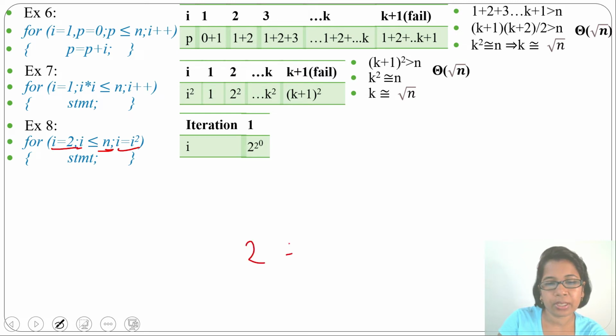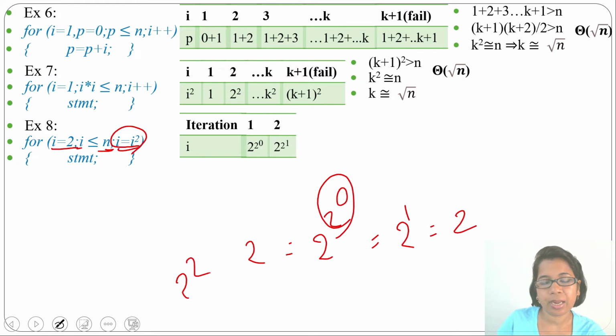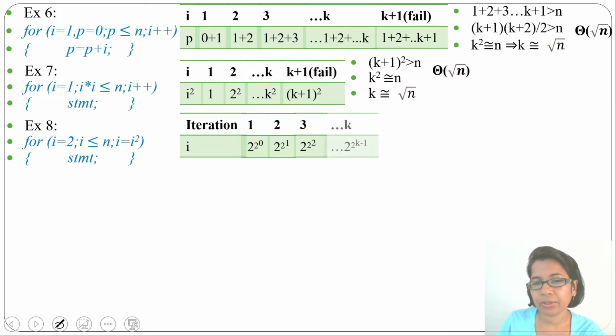2 we can write as 2 power 2 power 0. 2 power 0 is 1, so 2 power 1, or simply 2. In the next iteration, the i value will be i square, so it will be 2 square. For the second iteration, the i value will be 2 square, which we can write as 2 power 2 power 1. Then for the third iteration, it will be 2 square whole square, which we can write as 2 power 2 power 2. Like this it will continue.